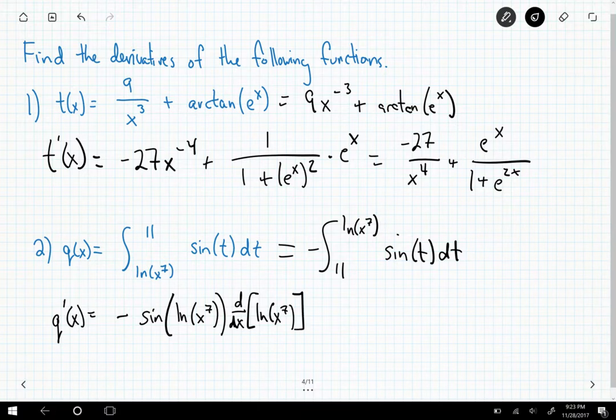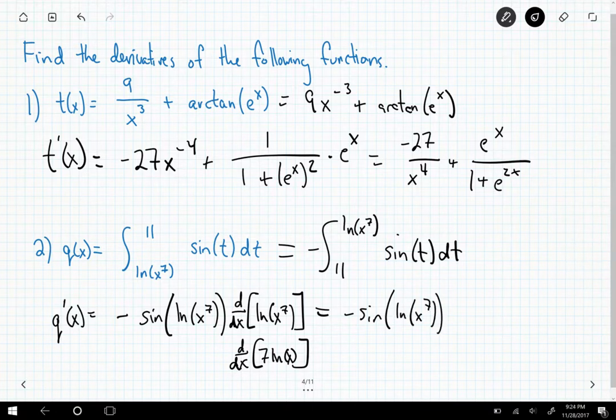Well, notice this looks real tricky, but the laws of logarithms say we can solve this just by using those laws and then using our derivatives of natural logs. So you can rewrite this as negative sine of natural log of x to the 7th times 7 over x. That's not a decimal there. And that's your final answer right there.